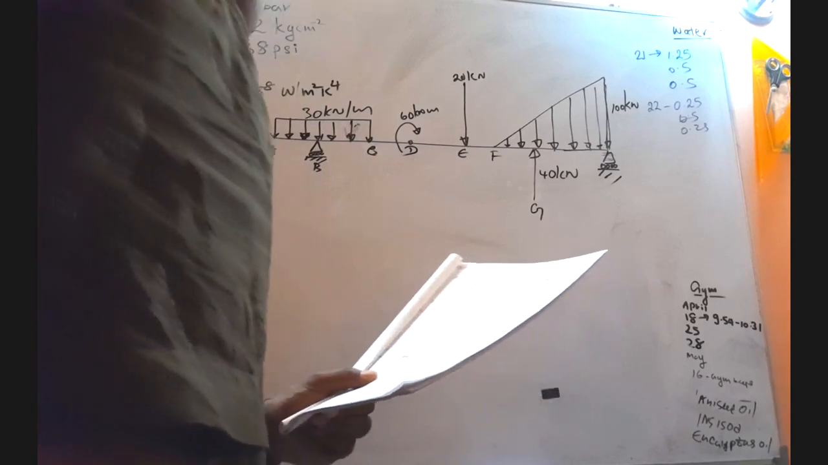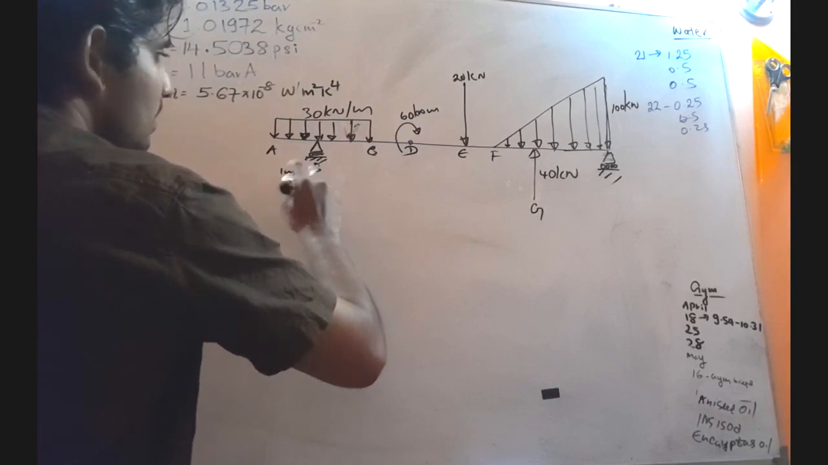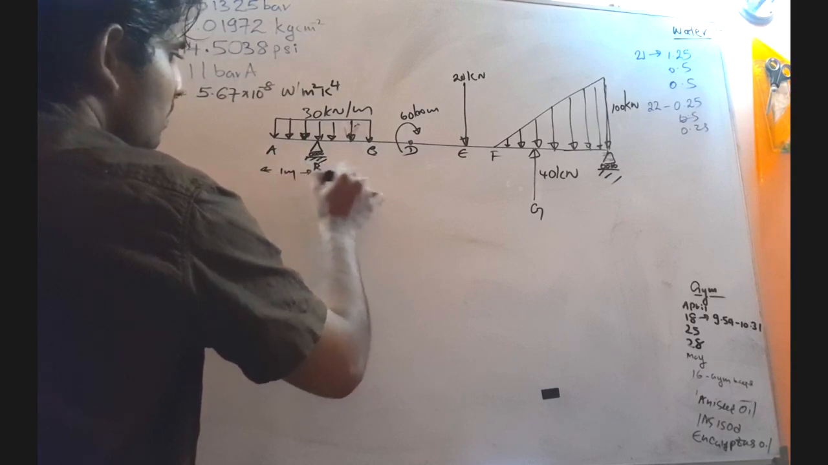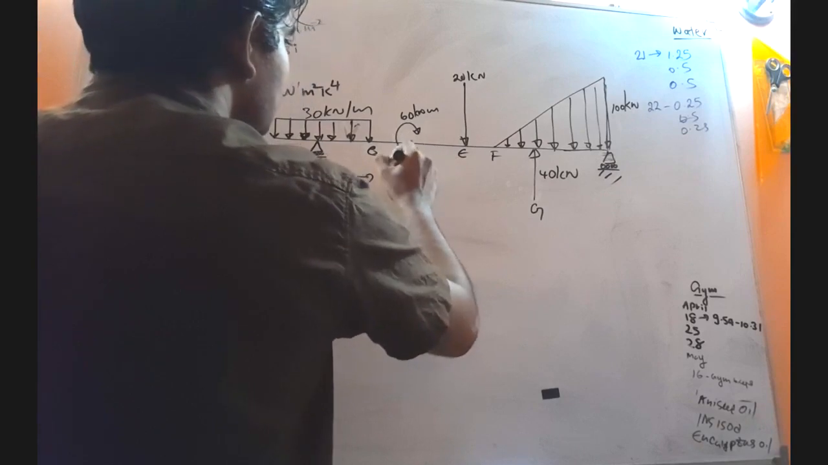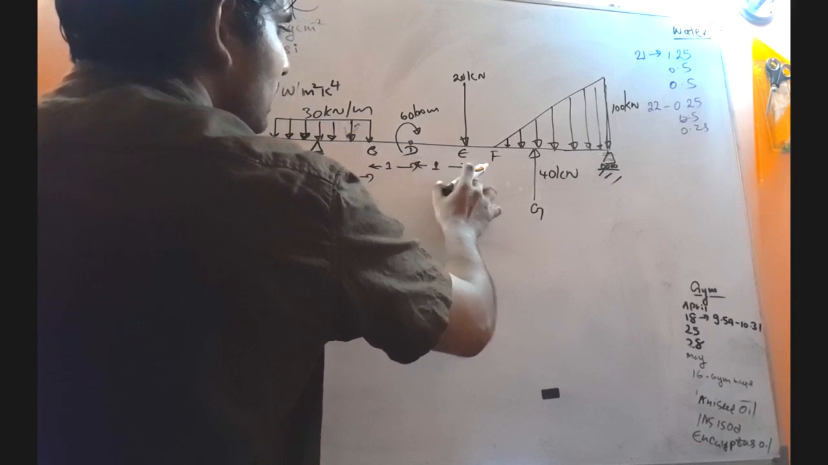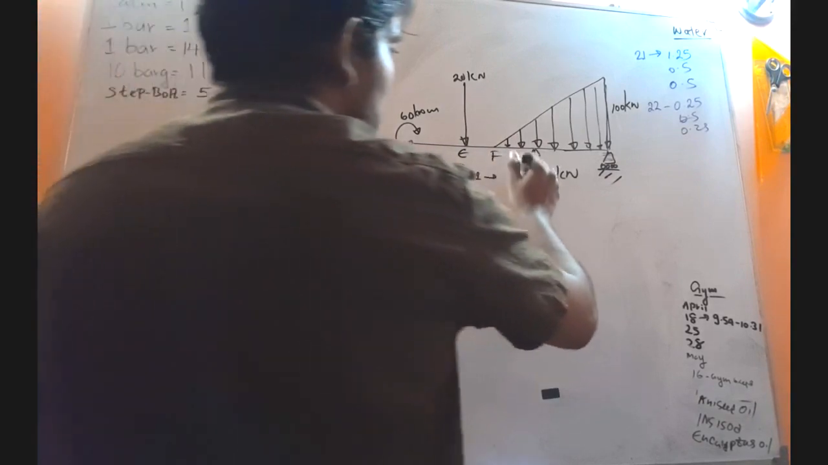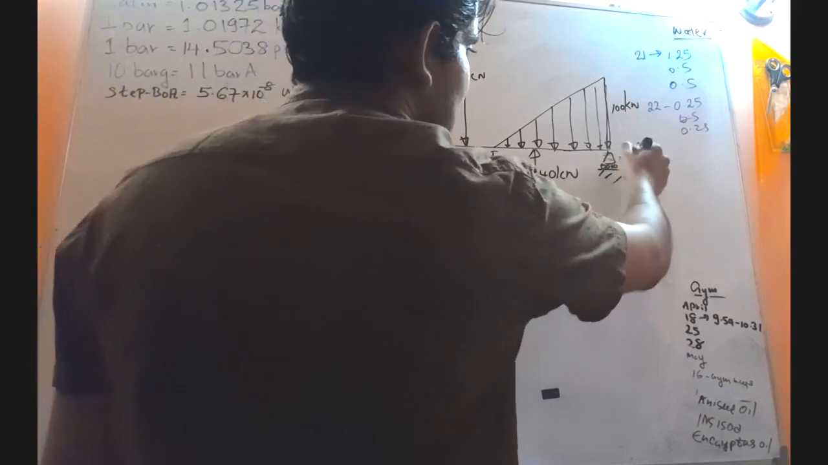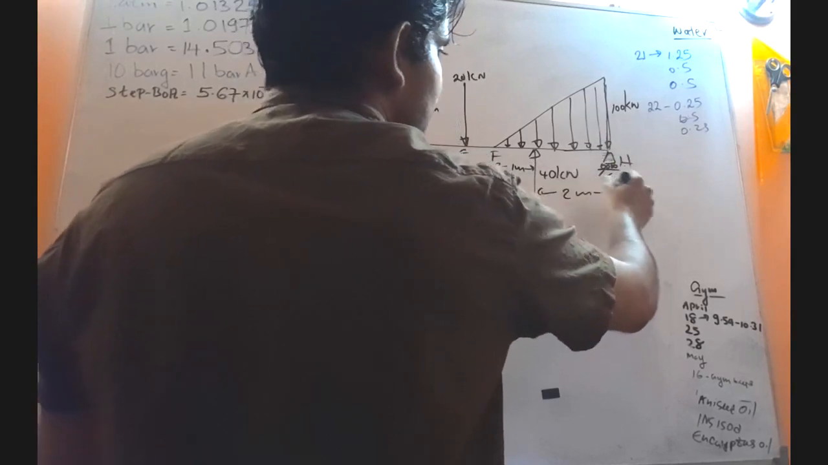And the next thing is the distances. A to B distance is 1 meter. B to C also 1 meter. C to D is 1 meter. D to E is 1 meter. E to F is 1 meter. F to G is 1 meter. But G to H, I told you this is H, the distance is 2 meters.